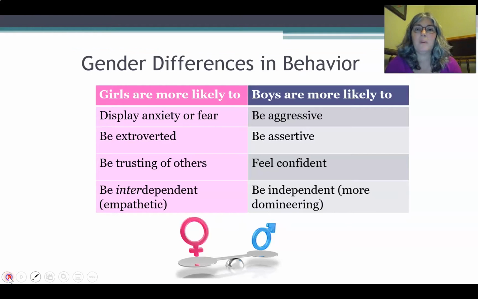Now, let me go backwards. I thought my arrows would come over here, but I'll use my laser pointer. Let's look at boys. Boys are more likely to be aggressive. And in fact, I'm going to put the words aggressive and assertive together. So aggressive is what you tend to see more in the playground with their play. They're more likely to engage in fights and conflict also in schools. Physical fights and conflict compared to girls. They are also more assertive.